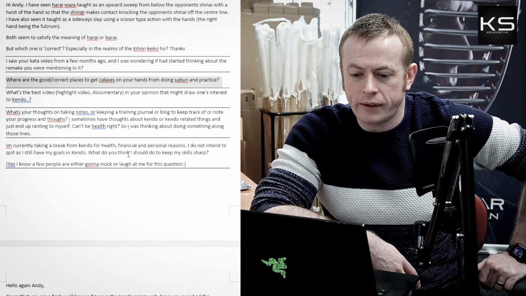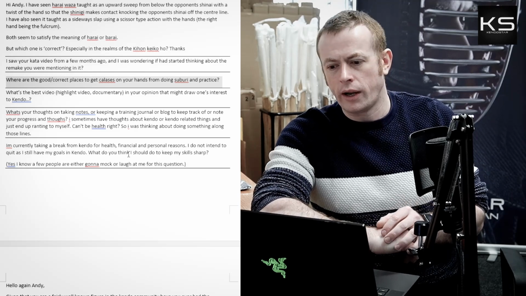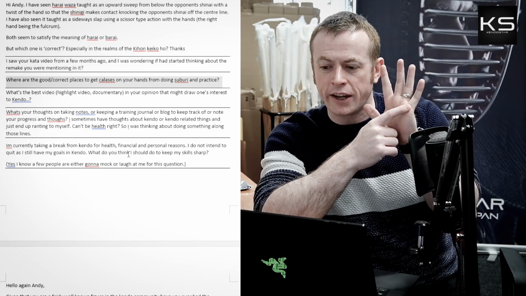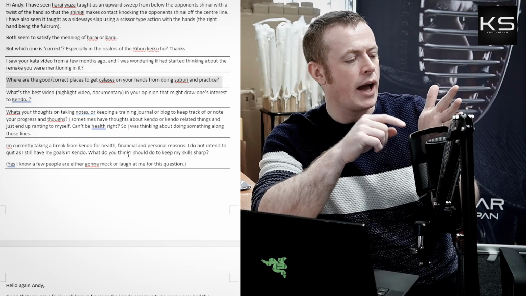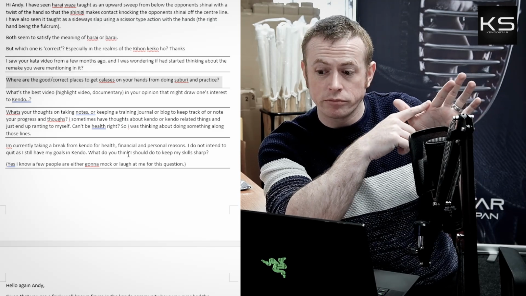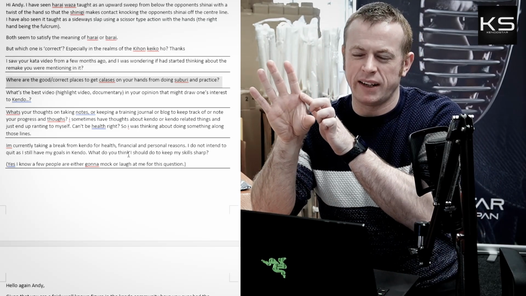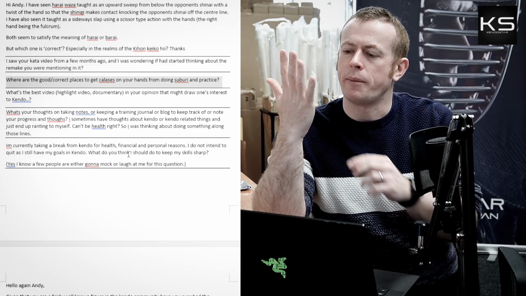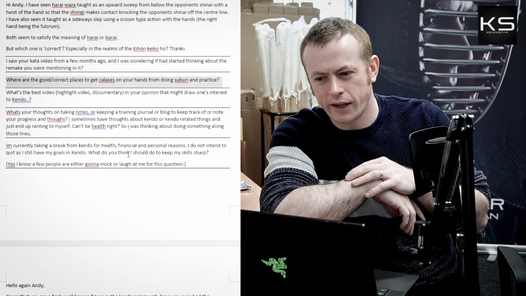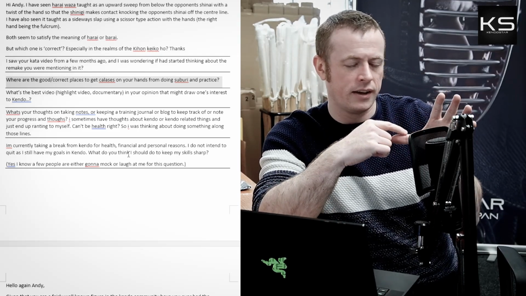Okay, what are the good, correct places to get calluses on your hands from doing suburi practice? Good question. On your left hand, if you're doing things correctly, you'll often get them below your ring finger and your little finger. That's where I tend to get them. I also tend to get them here at the base of my index finger on the top. And I get them on this side of my thumb as well, and a little bit on the right side as well, probably in a similar area, but not so much, to be honest. They're the main places. Some people will say just here, but actually, no. I think it's normal to get here and to get here as well.